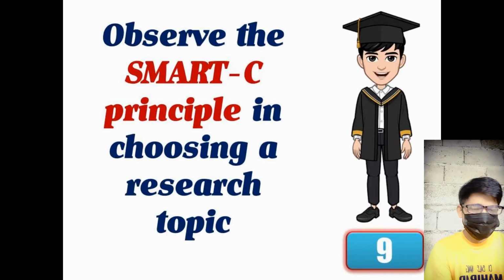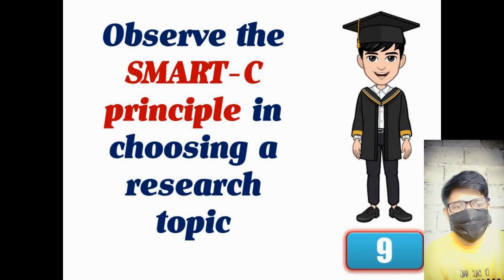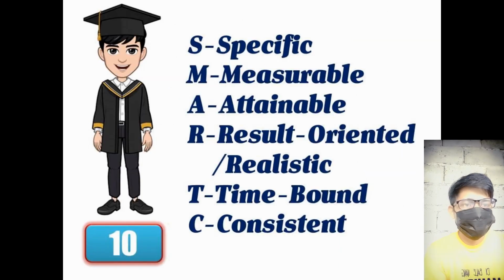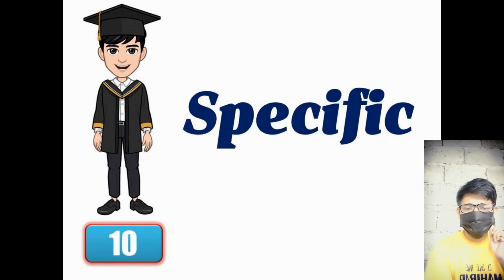Okay, and number 9, we have observe the SMART C principle in choosing a research topic. So some items here are already discussed earlier. When we say SMART C principle, so we have here S stands for specific, M for measurable, A for attainable, R for result oriented or realistic, T time bound, and C consistent. Okay, that's SMART C. So 1, it should be specific.